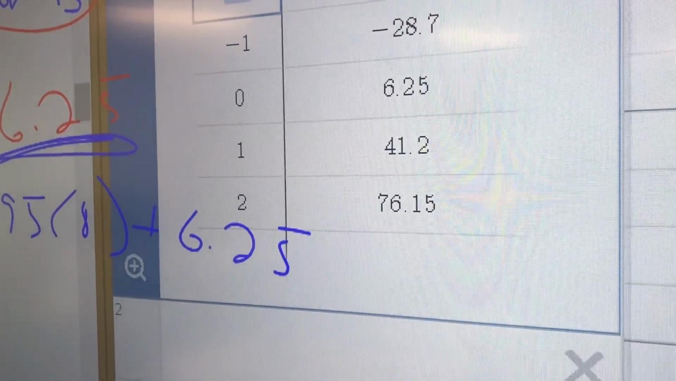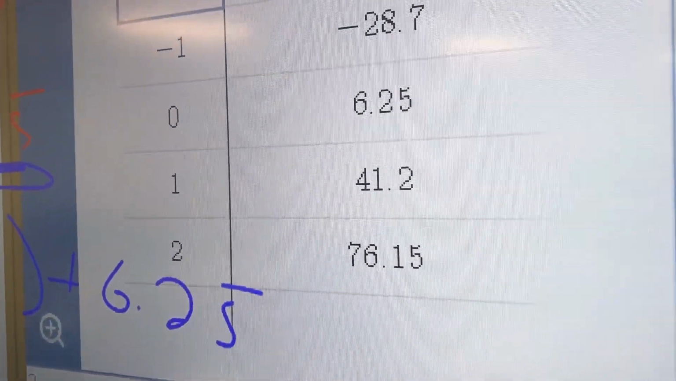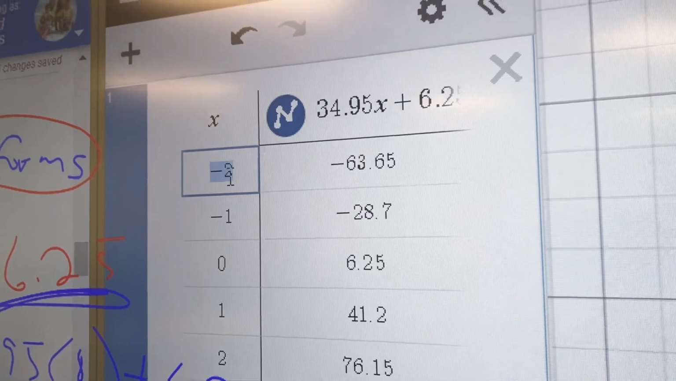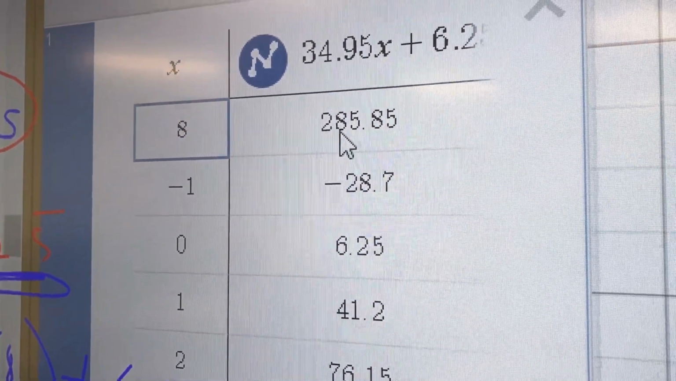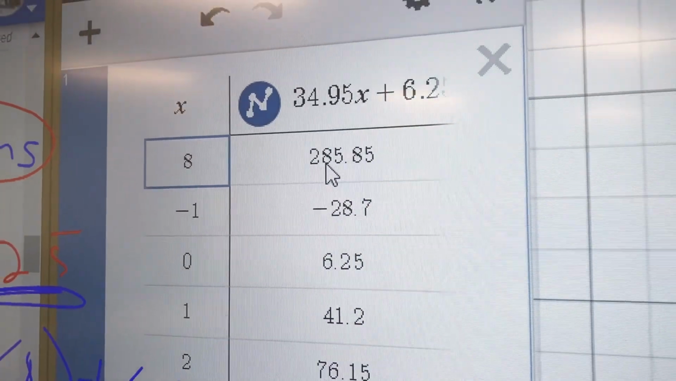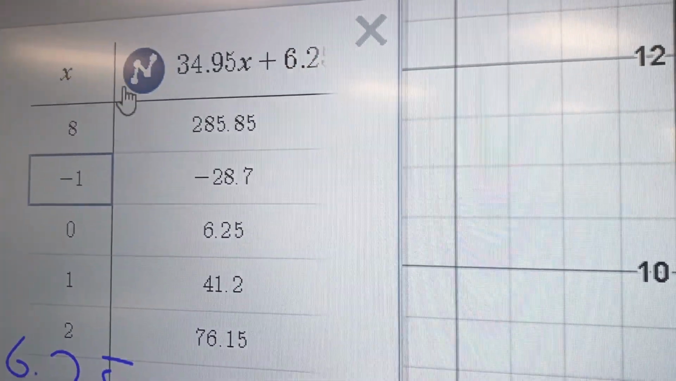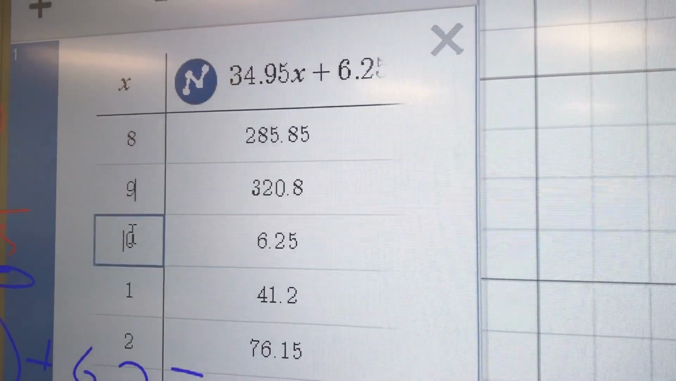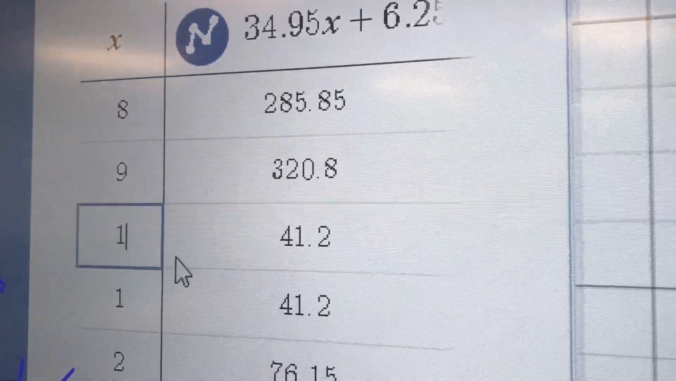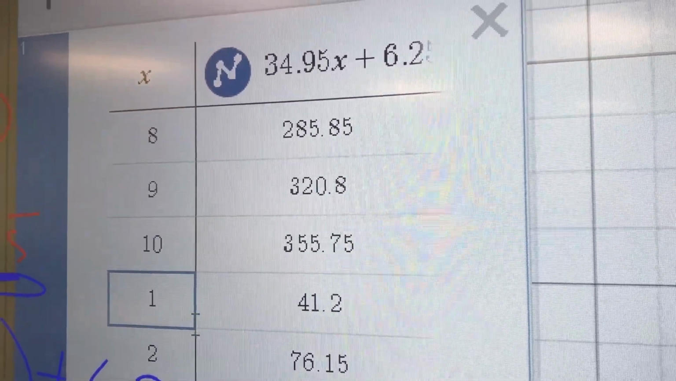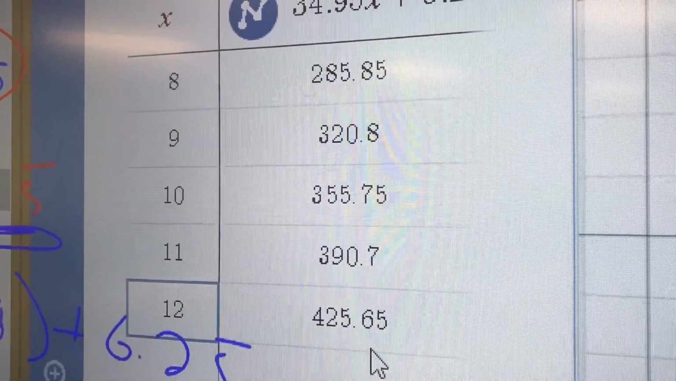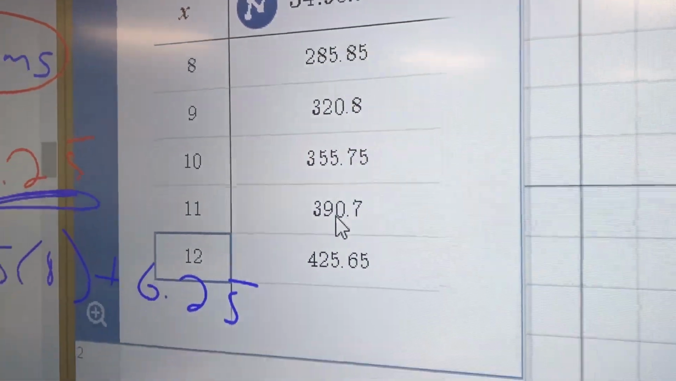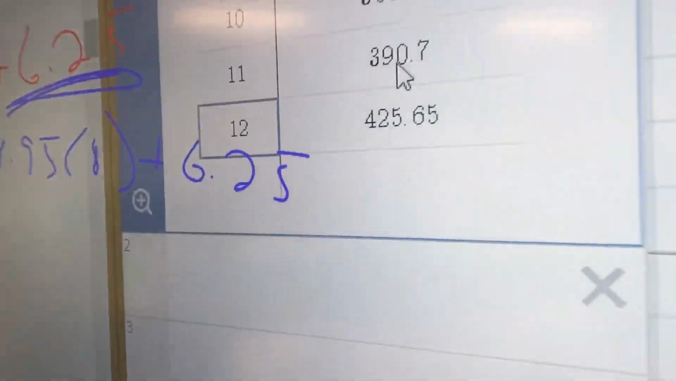Now check this out. It doesn't have the numbers I need. All I have to do, remember, X controls Y. So for my x here, I'm gonna put an 8, and look what it did. It converted that y. I'm gonna put a 9, it's gonna evaluate the function. I'm gonna put a 10, 11, and 12. So for 12 players, how much is it gonna cost?